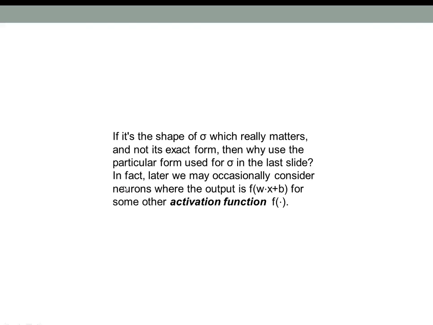But anyway, the sigmoid one happens to work very nicely, but people want to improve the neural network performance, and they're experimenting with other possible functions and hoping that they might get better results. If it's the shape of sigmoid which really matters, and not the exact form, then why use the particular form used for sigmoid in the last slide? In fact, later we may occasionally consider neurons where the output is like this for some other activation function. So we may not use the sigmoid function.